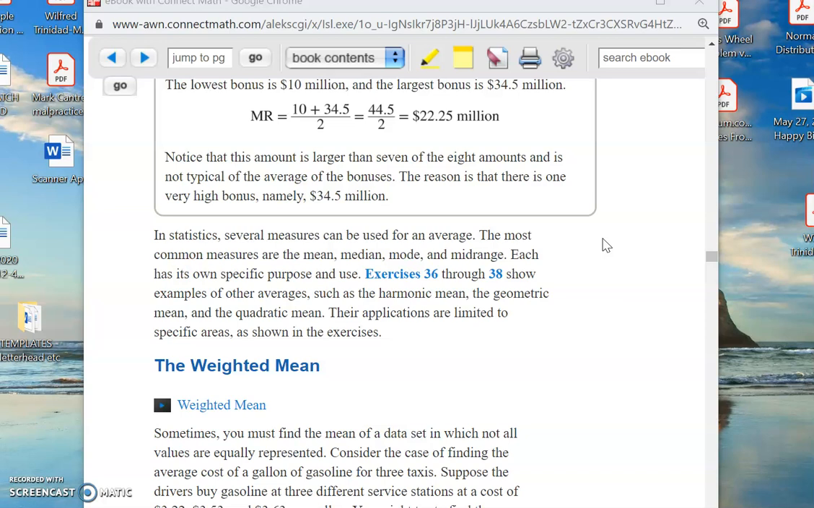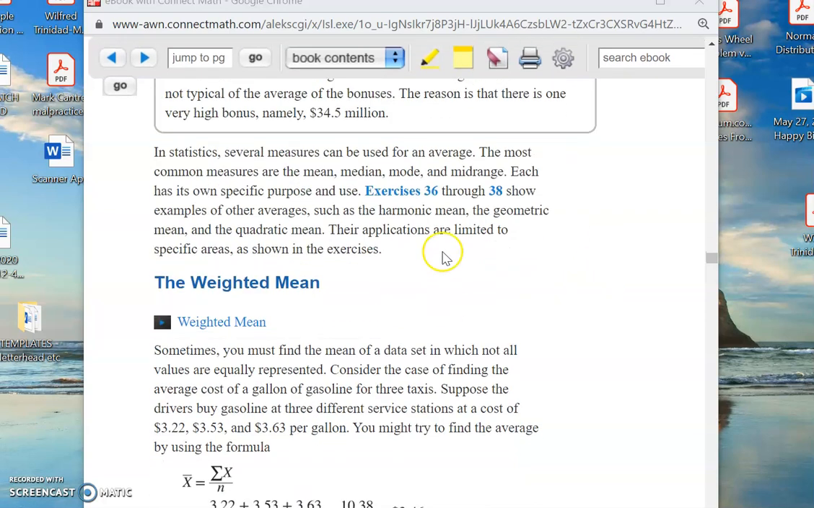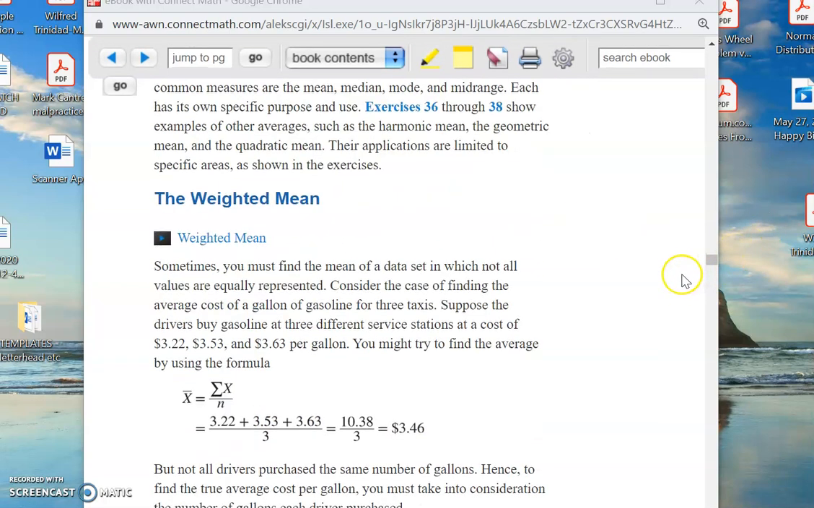But if you look at the exercises, I'm going to try to do those exercises and put them on a video. If you look at the exercises, there's other averages, and these other averages have their own good news and bad news, their own applications where you would use those. So I'll try to get to those as soon as I can. Okay, and they're limited to specific areas. You use them in a certain context.